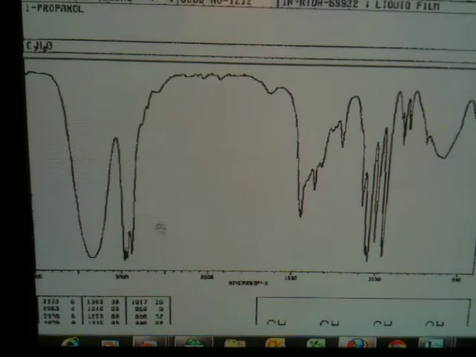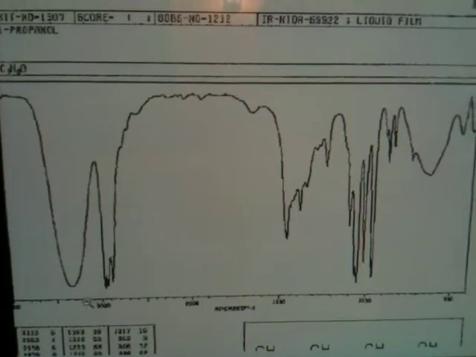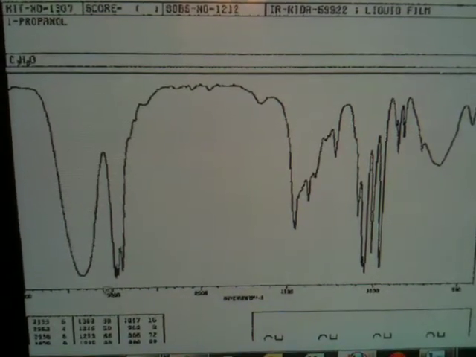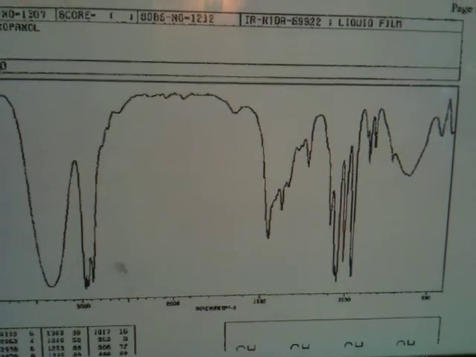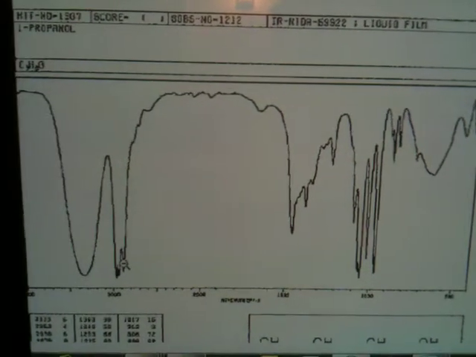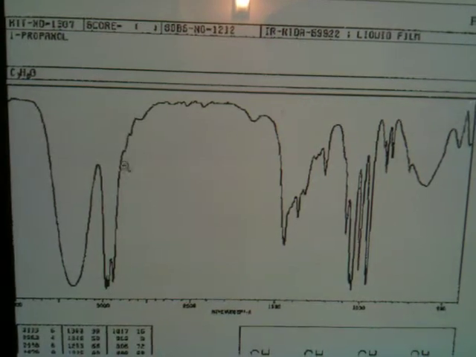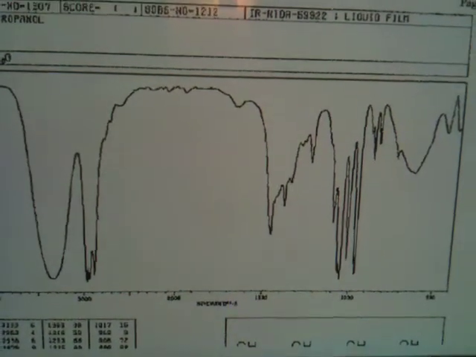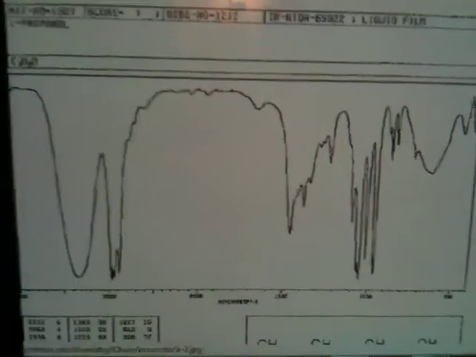Now, what's the deal with these CHs? These CHs are all below 3,000. I use 3,000 as a marker for hybridization. If you're below 3,000, that's telling you that they are all on sp3 carbons. Okay, that's consistent with our formula. Notice there's nothing else till I get down in the fingerprint region, and I'm not going to interpret the fingerprint region. Okay, so what do we know at this point?